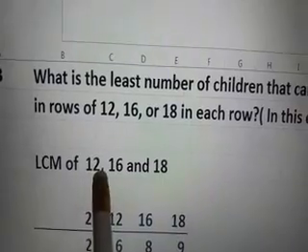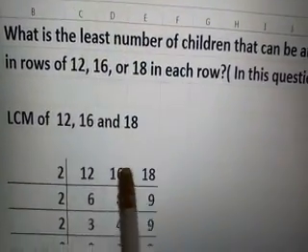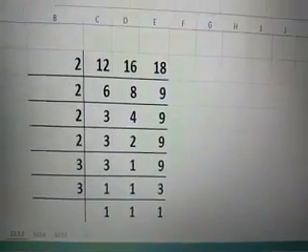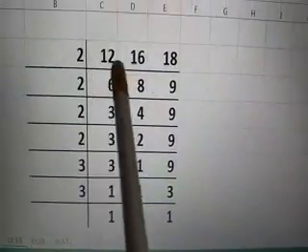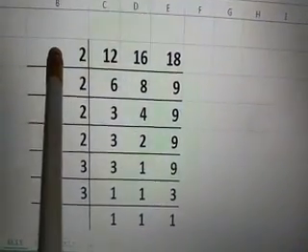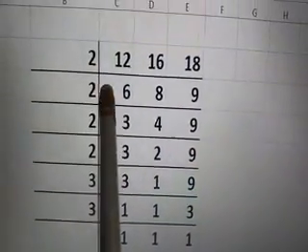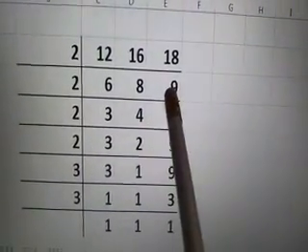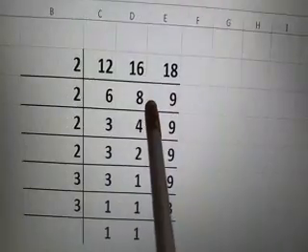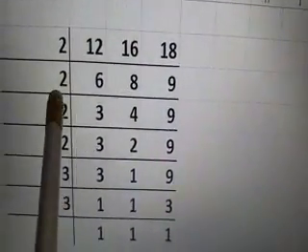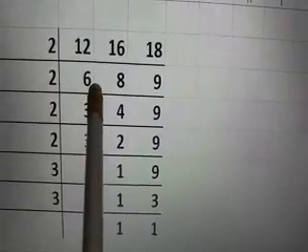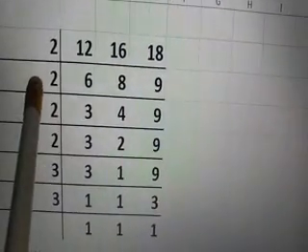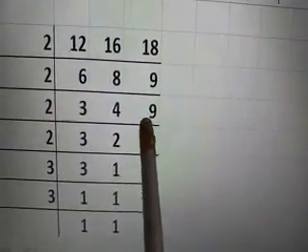So, for finding LCM of 12, 16 and 18, we'll write all the numbers together and find the prime factors. Now we see 12, 16 and 18 all are even numbers, can be divided by 2. So 12 divided by 2 is 6, 16 divided by 2 is 8, 18 divided by 2 is 9. Again we see 6 and 8 are even numbers, can be divided by 2. So we'll take 2. 6 divided by 2 is 3, 8 divided by 2 is 4, 9 cannot be divided by 2, so we'll write it as it is.